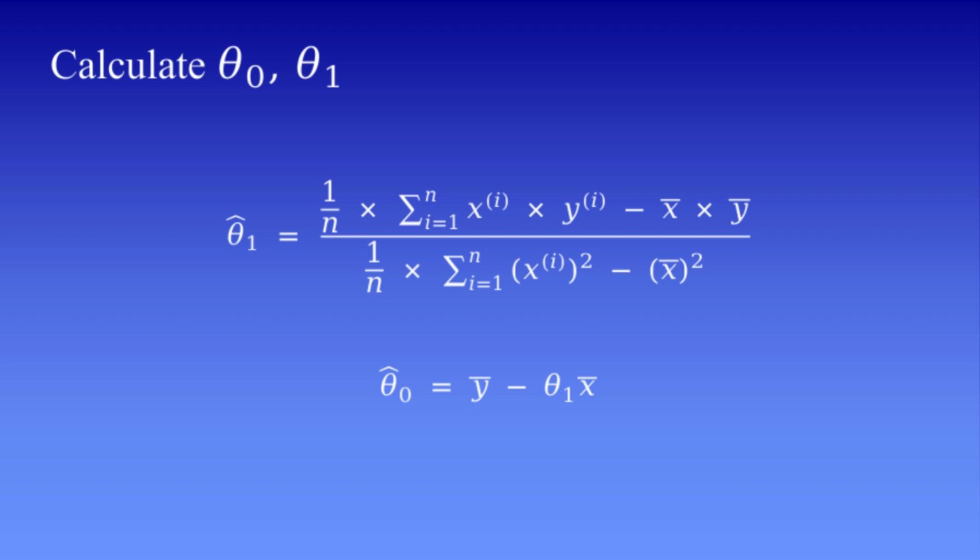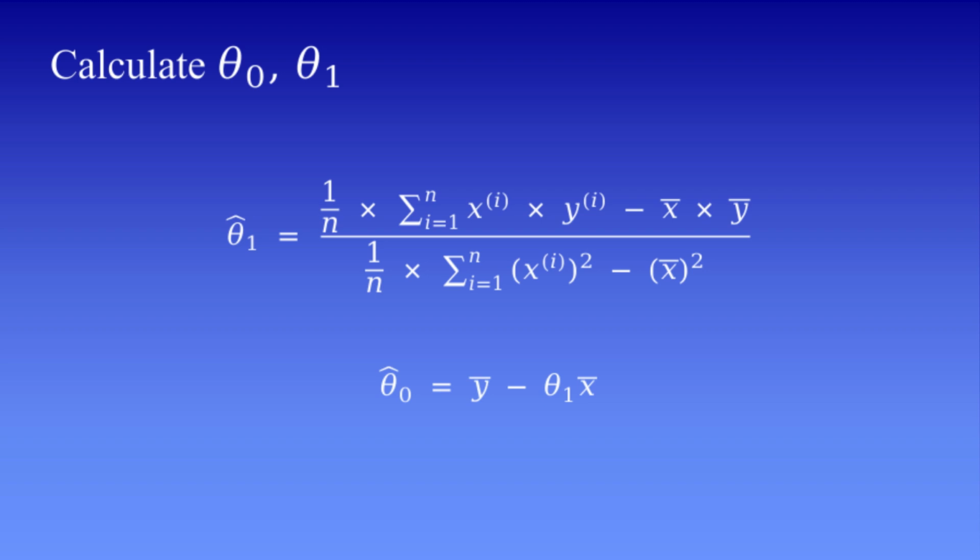Now the important question is, how do we determine the values of θ1 and θ0 so that the line best fits the data? To do this, we use a method called the least squares method. The idea behind this method is to minimize the total error between the actual values and the predicted values. Instead of minimizing simple differences, we minimize the sum of squared errors, which ensures that larger errors are penalized more.